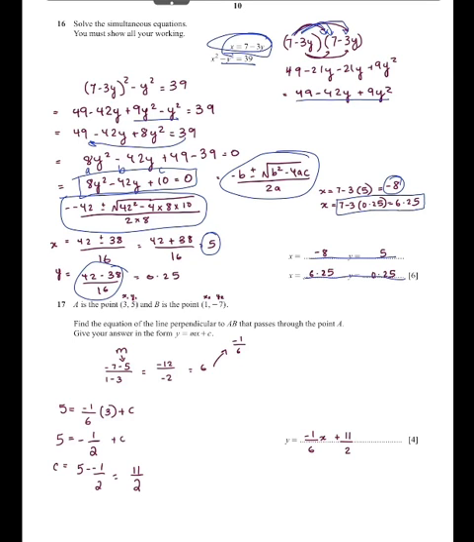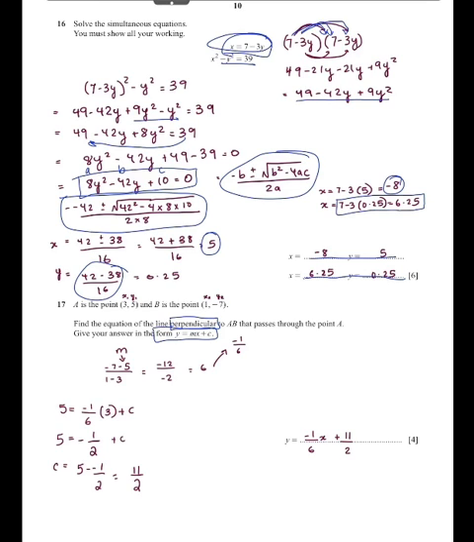Then we have question 17. A is the point 3, 5 and B is the point 1, minus 7. So we have x1, y1, x2, y2. Then we have to find the equation of the line perpendicular to AB that passes through the point A in the form of y is equal to mx plus c. So here the keyword is perpendicular, and we have to make it in the form of y is equal to mx plus c.